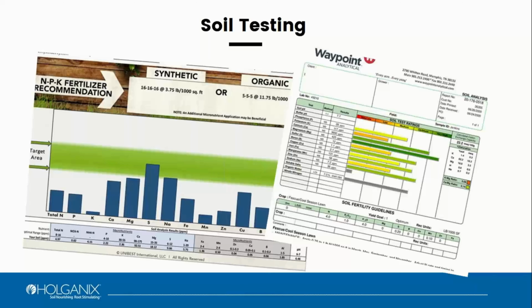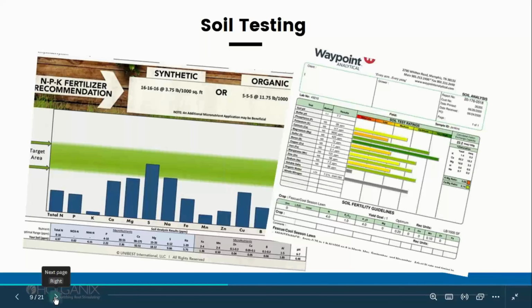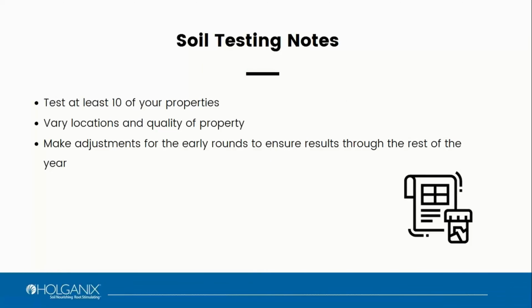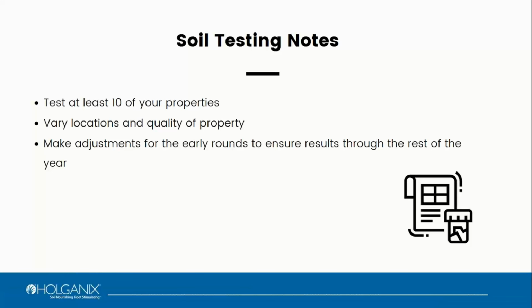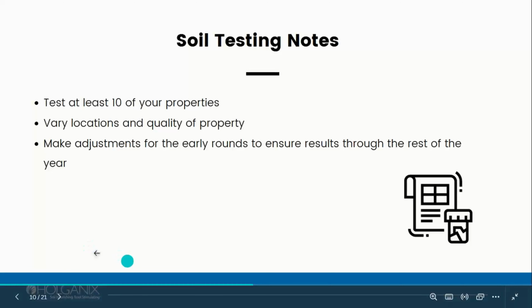So, soil testing is good in general. Make sure that you are getting the full picture when you select a soil test. Just some notes on it. Test at least 10 of your properties. I would suggest taking different properties, not isolating them to one street, but maybe going over a larger geographic location, just to get a more accurate view of what's going on, and that's going to help you with your agronomic side.